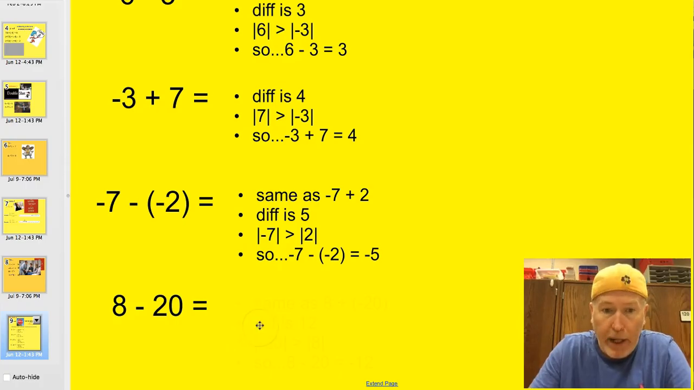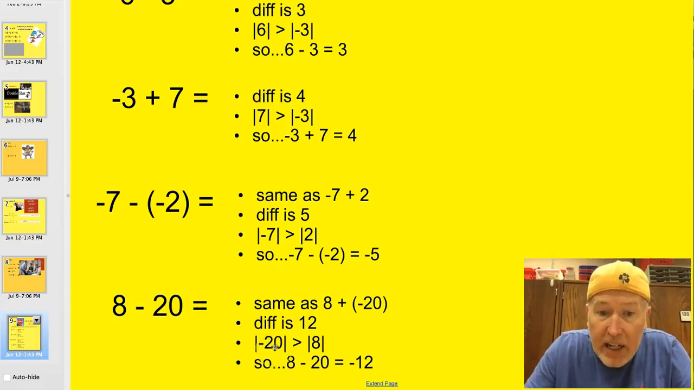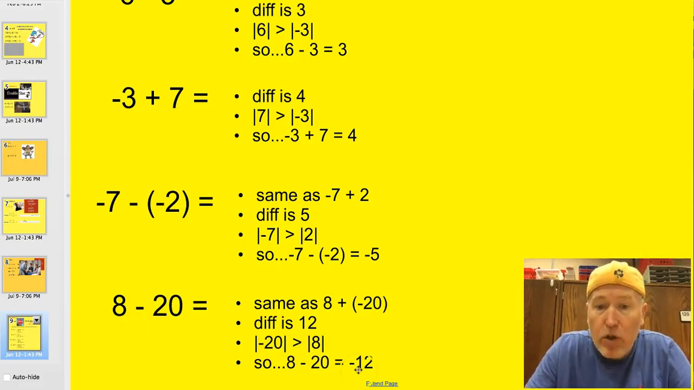8 minus 20. Well, let's think about it. That's the same as 8 plus a negative 20. So I have different signs here, so I'm going to find the difference. Finding the difference is subtracting. So 20 minus 8 is 12. I know my answer is going to be 12. The question is, is it positive or negative? Well, the absolute value of negative 20 is greater than the absolute value of 8. So there's more negative there, so this is going to be a negative 12. Did you follow me? All right.